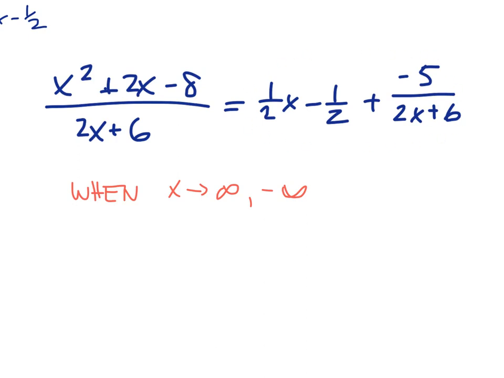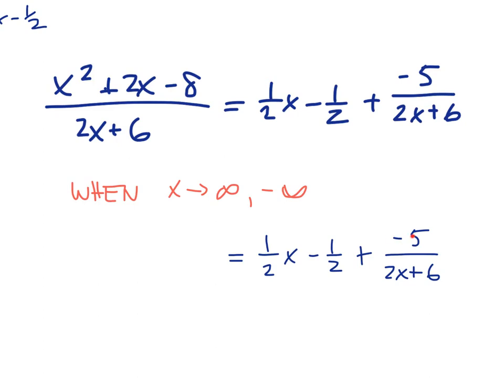And we're actually going to break it up into chunks. So when x goes to infinity or negative infinity, I'm going to rewrite this statement out. 1/2 x minus 1/2 plus -5 over 2x plus 6. Let's think about the term on the right first. What is going to happen to this as x goes to infinity or negative infinity?